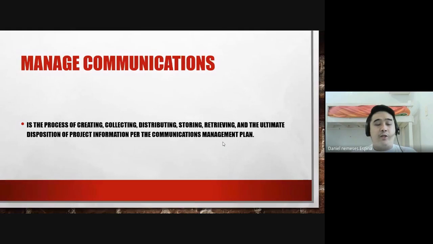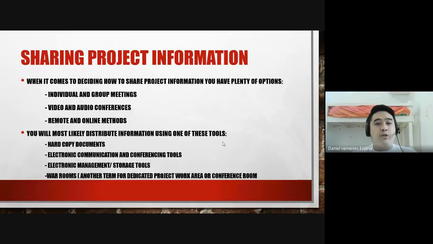So, sharing project information. When it comes to deciding how to share project information, you have plenty of options. So how are you going to share that information? Perhaps through individual and group meetings. Second is through video and audio conferences, like what we are doing now. So remote and online methods. Okay.